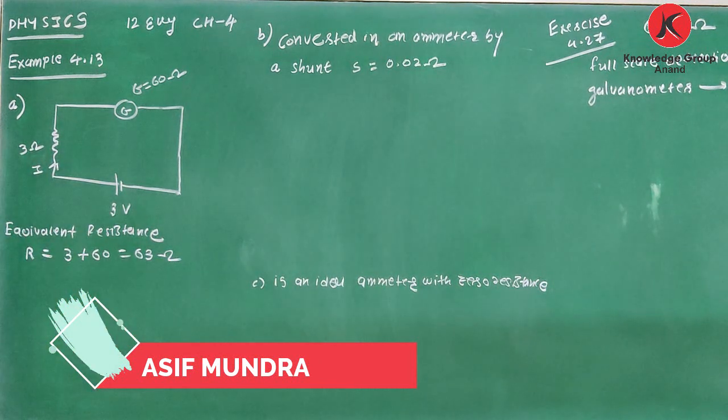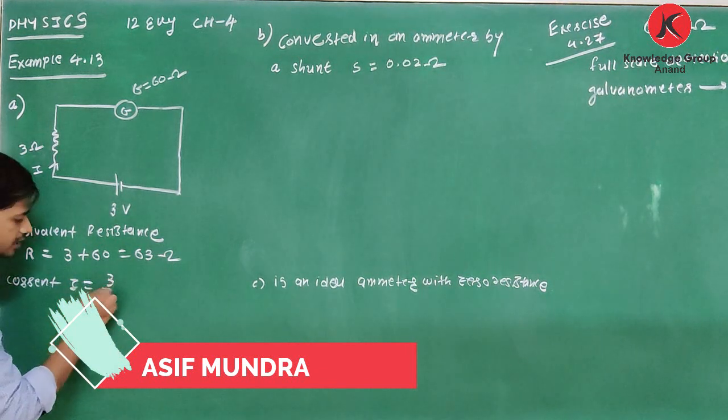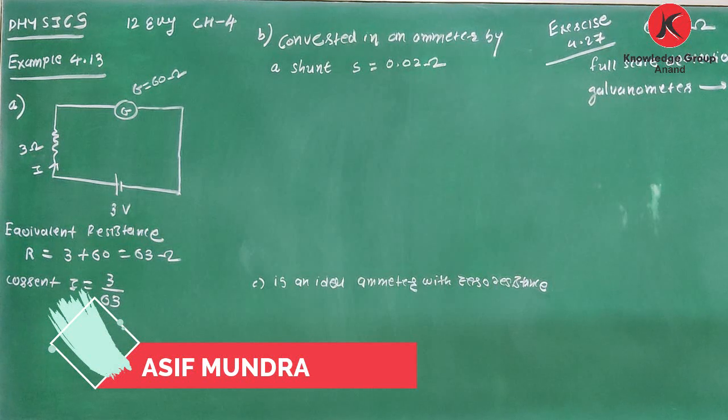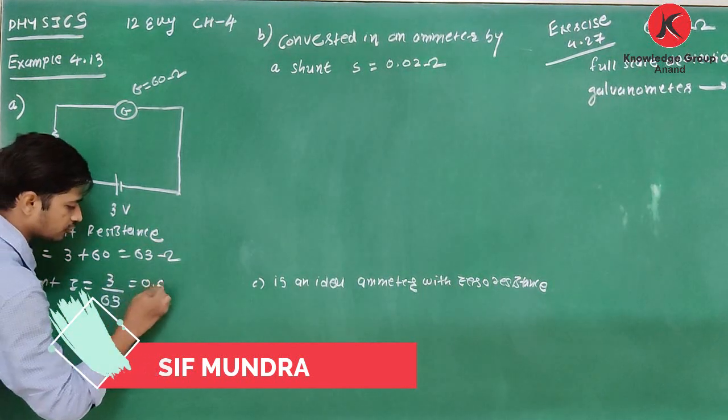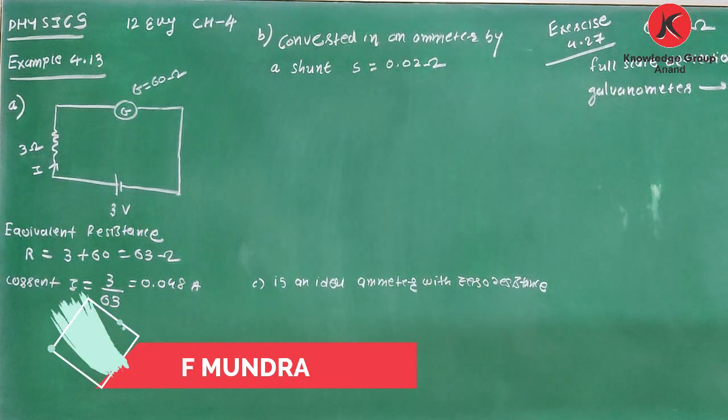The cell has EMF 3 volt. So what is the current I? Current I is equal to 3 upon 63. If you calculate this, you will get 0.048 ampere. Clear about this? So the current flowing is very small.